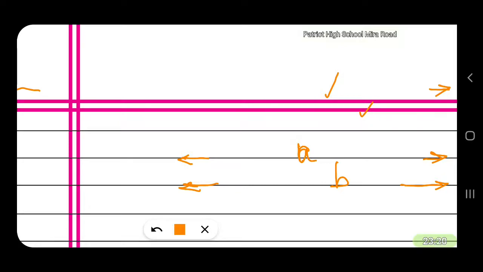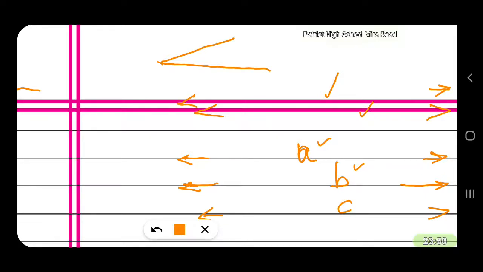They do not meet each other. These lines are meeting each other. These lines are meeting each other. But line A and line B, they are not meeting each other. Line C also is not meeting. So lines A, B, C are parallel lines. Even the red lines, lines A, B, C are parallel to the red lines also.